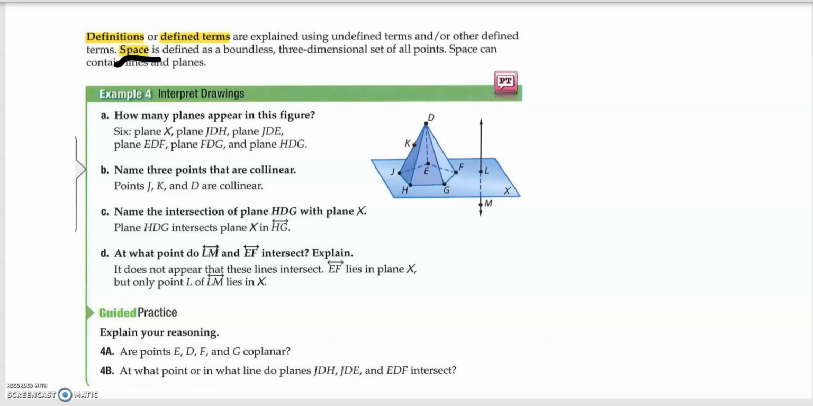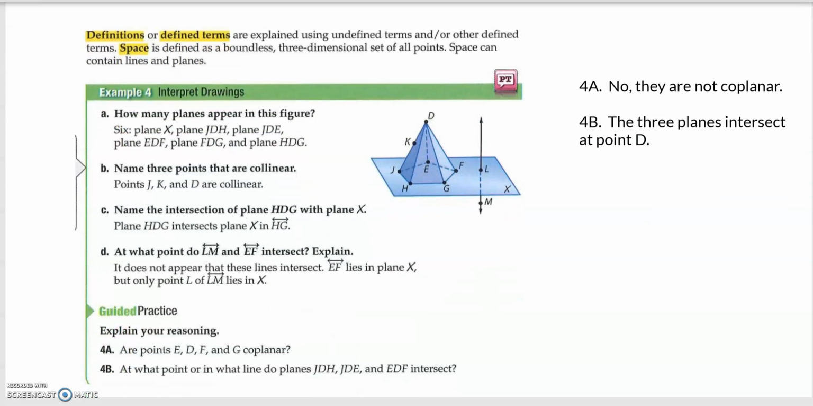All right, cool. At what point or in what line do planes JDH, JDE, and EDF intersect? At what point do all 3 of those planes intersect? JDH, that's like that. I mean, it's a plane, but it's represented in that thing by the triangle. JDE is a different triangle. And then EDF is a third triangle. And what we're going to find is that those 3 planes intersect at point D.